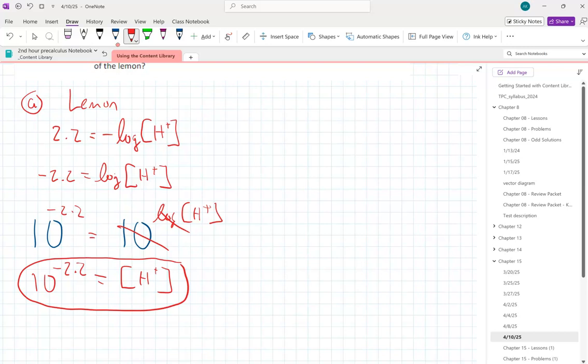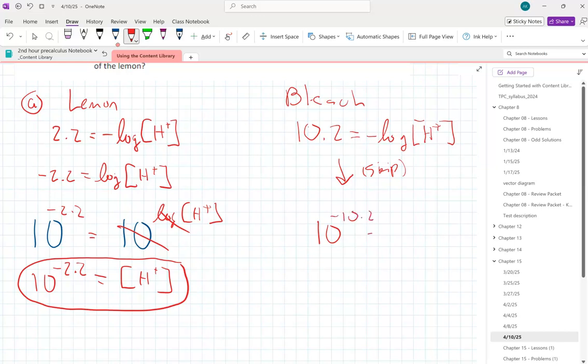And then the other thing was some bleach. There the pH was 10.2. So we set it up the same way. And we do the same algebra. Can I skip down to the answer? Because it's going to be the exact same process. Skip the work. We're going to get 10 to the negative 10.2. That's my bleach.